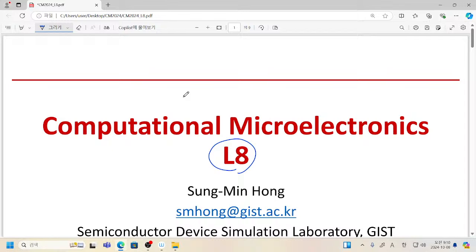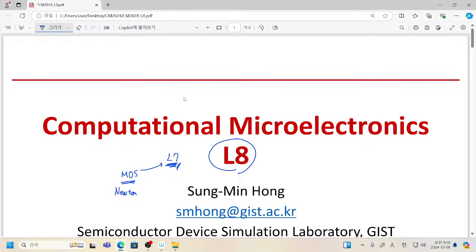Up to lecture 7, we have spent our time learning a little bit more about equilibrium properties of a MOS system. So maybe you have done your calculation of inversion charge density for this MOS structure. For that purpose, we have studied the Newton-Raphson method. So now you can calculate the solution of nonlinear equations.